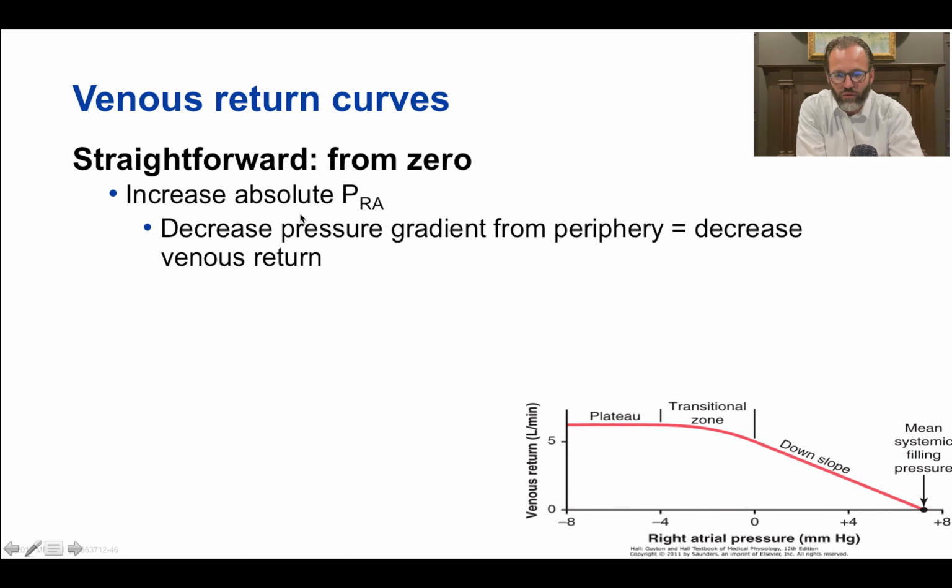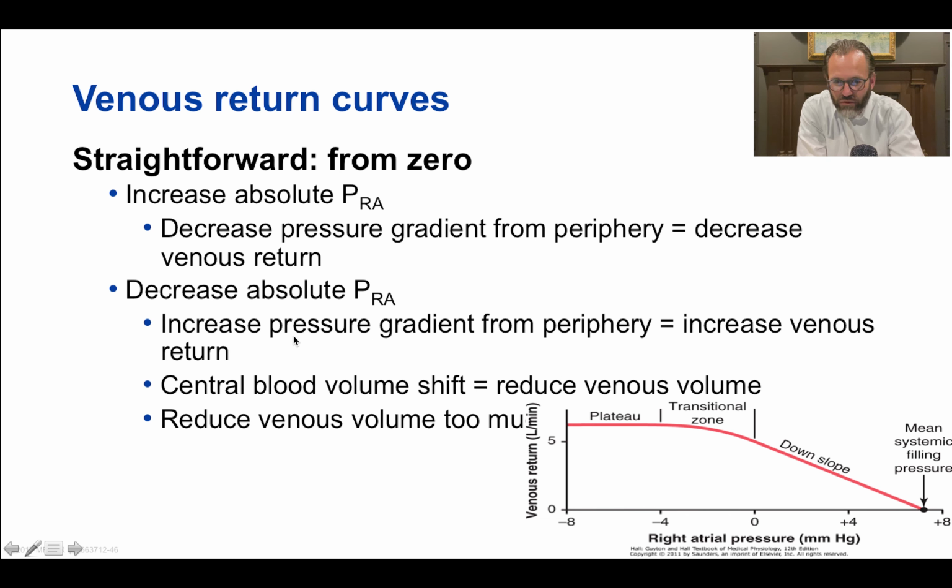So again, breaking this down, an increase in absolute right atrial pressure is going to decrease that pressure gradient from the periphery to the pump, and decrease venous return. When we decrease absolute right atrial pressure, we're going to increase the pressure gradient from the periphery and increase venous return. We'll have a central blood volume shift, and that's going to ultimately reduce venous volume, and that reduction in venous volume is ultimately going to have a limitation in terms of how much blood flow you can translocate centrally.